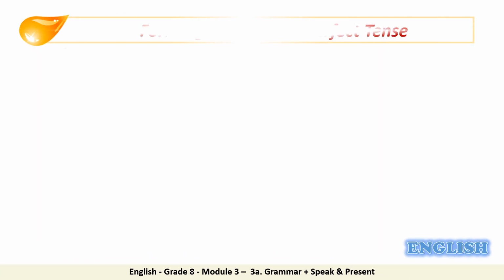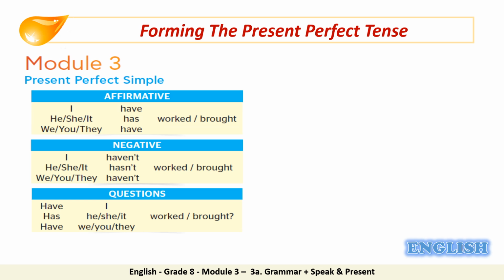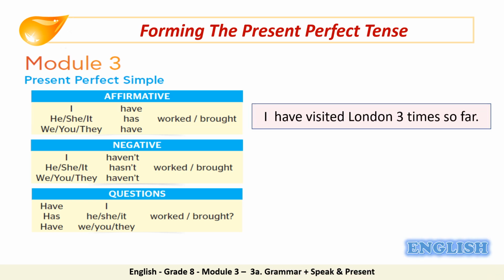Now let's have a look at forming the present perfect tense. When we form affirmative sentences, if we start with I, we say I have plus verb 3 or past participle. Like if I say, I have visited London 3 times so far. But when you start with he, she, it, you need to say has plus past participle. We, you, they have plus past participle.